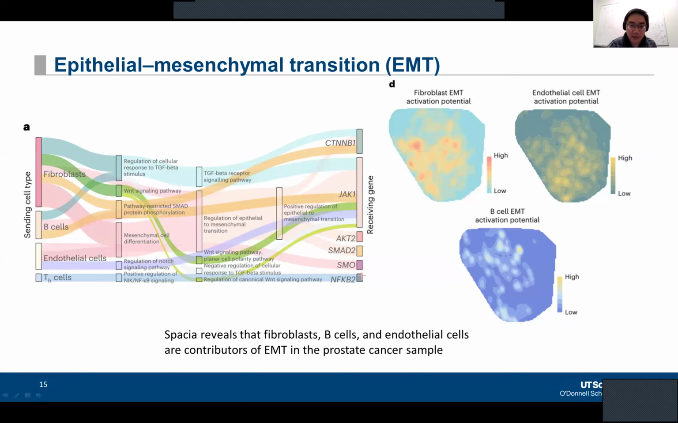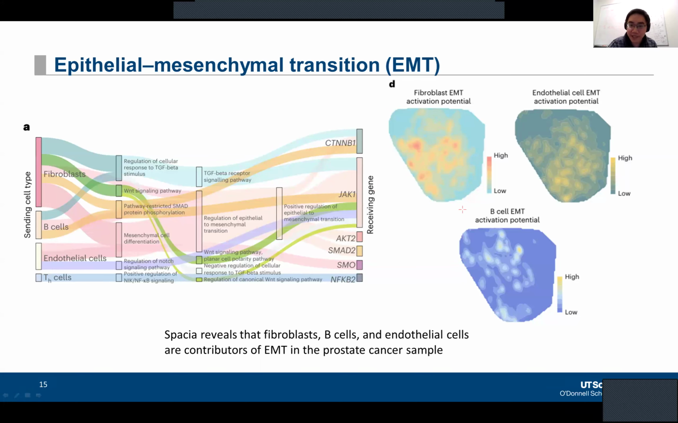So here we decided to take the known genes that are markers of EMT and then look at what are the genes in the surrounding non-cancer cells that are predicted to interact with these genes in the tumor cell. As expected, we found that fibroblasts and endothelial cells seem to contribute to this EMT process. But something that we did not expect was that B cells seem to have a significant contribution to this.